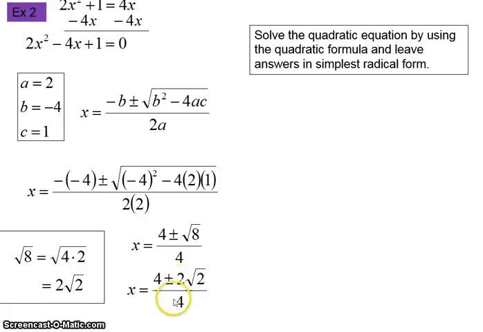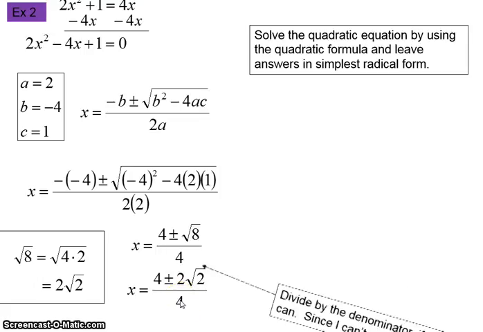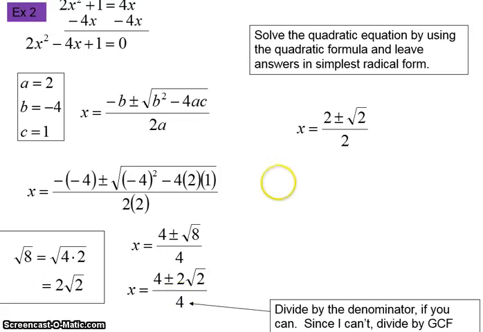Notice here that we can go a step further, because all three of these numbers are divisible by 2. So we get this answer because 2 goes into 4 2 times. 2 goes into 2 1 time, which is understood, so you don't have to write a 1 here, because it's basically 1 times square root of 2. Divided by 2, since 2 goes into 4 is 2, that goes in the denominator. So again, you have two answers. One is 2 plus the square root of 2 over 2, and the other answer is 2 minus the square root of 2 over 2.